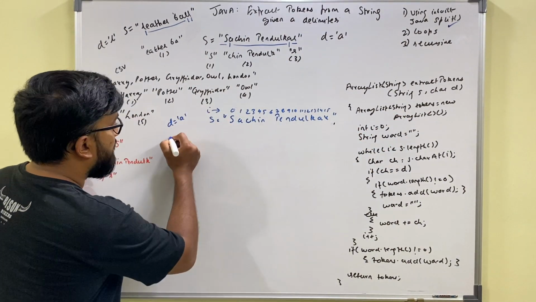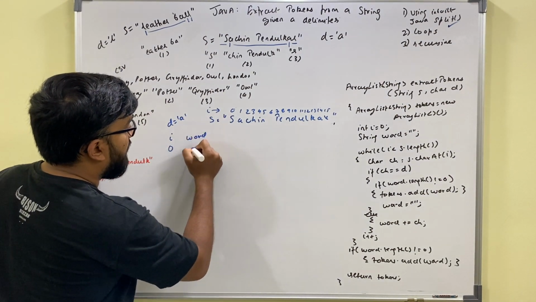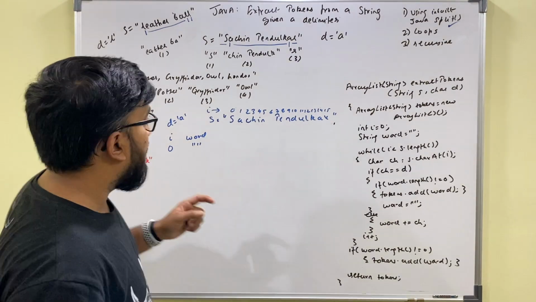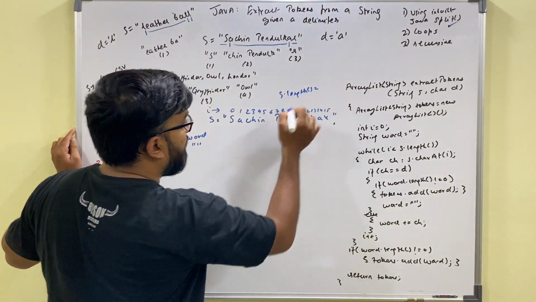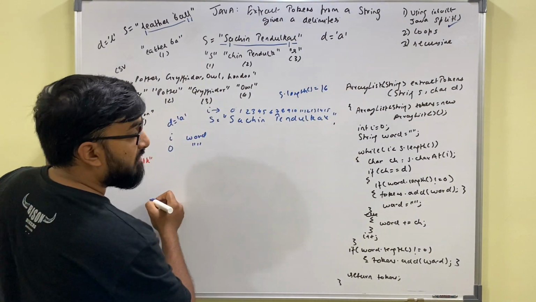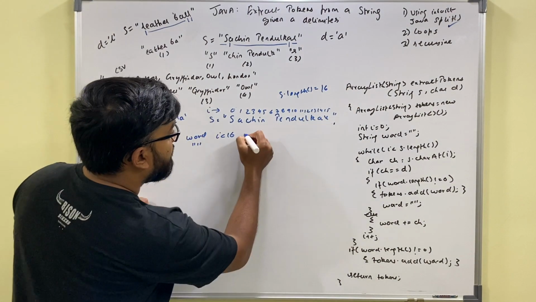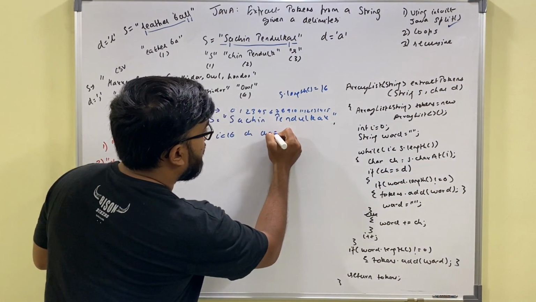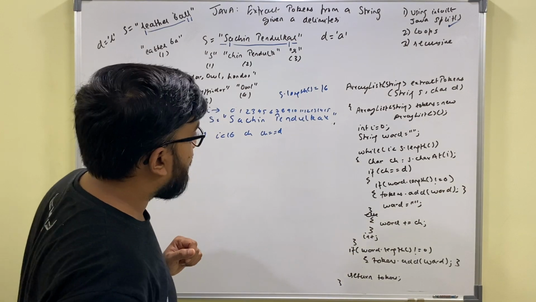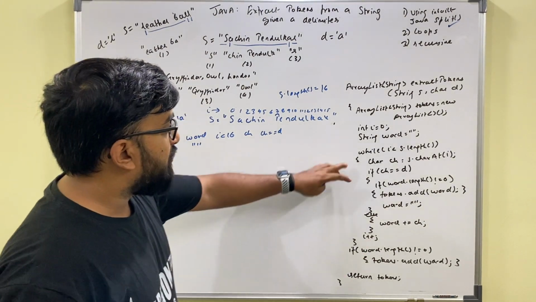I have i starting at 0. I have word starting at blank. s dot length is a fixed value which is 16, so I say i less than 16. I have ch, which is the character at the ith index. I have the ch equal to d condition, and then I have i plus plus. So I am here.